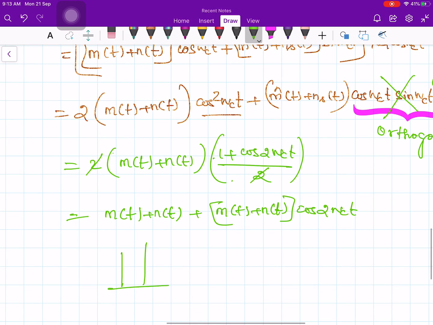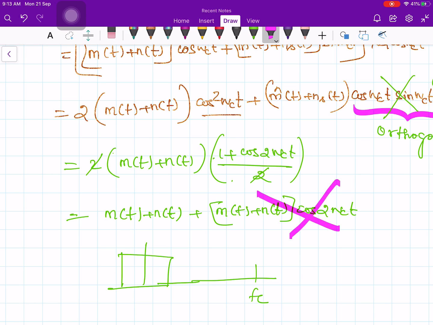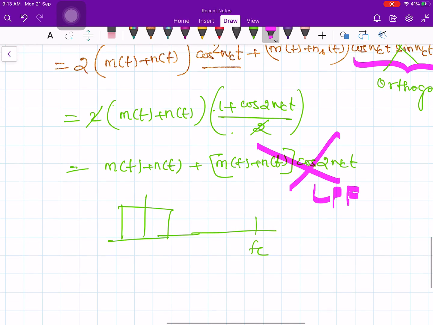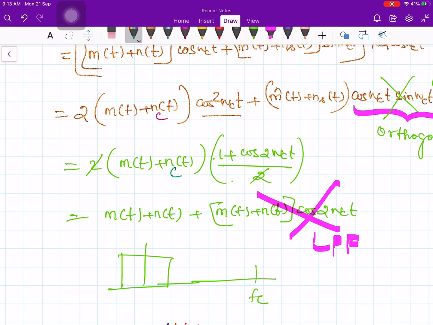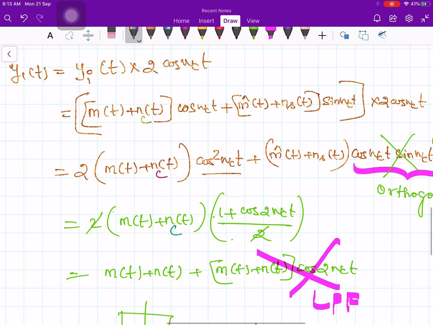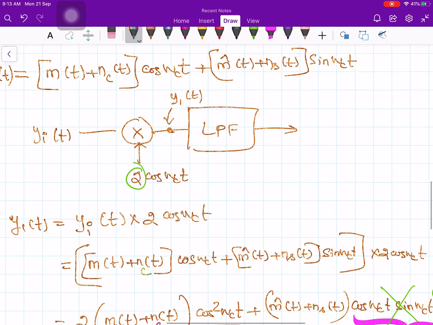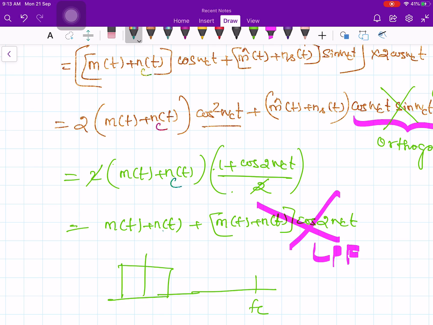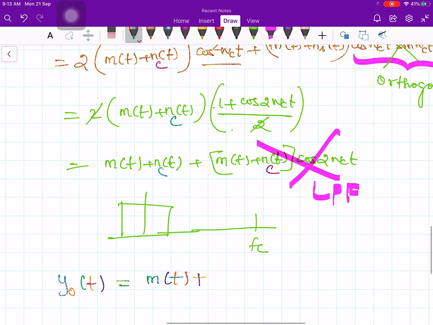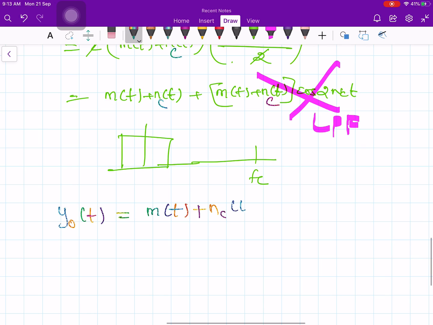The low pass filter is like this, but this component is somewhere at 2fc. So therefore the second component will be removed by the low pass filter. Low pass filter will reject it. So output of my low pass filter y naught of t is equal to m of t plus, sorry, this is nc of t, n suffix c of t, not n of t. I forgot to put that suffix, in phase component, and here also n suffix c. Okay, so n suffix c of t, in phase component. So the low pass filter removes the cos 2 omega ct term.